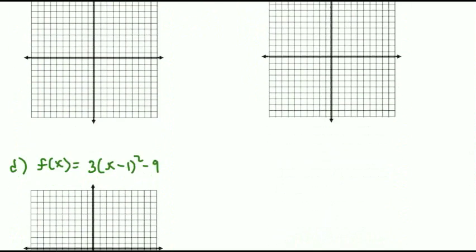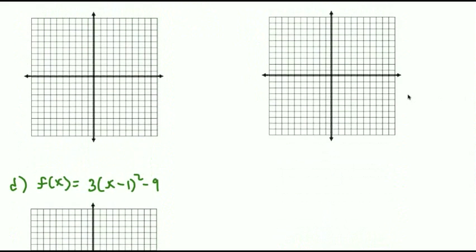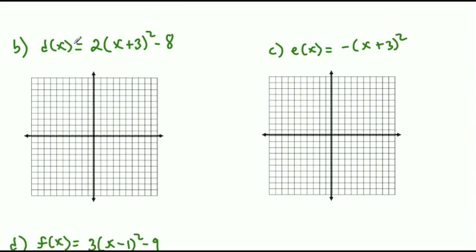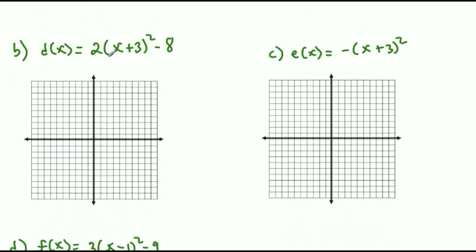Oh boy, lots of fun right here. Oh, a little too much there. All right, so let's graph these guys. We're going to graph d of x, what the heck, is equal to 2 times x plus 3 squared minus 8. So let's first start with the horizontal shift. I'm going to go to the left 3, 1, 2, 3, down 8.